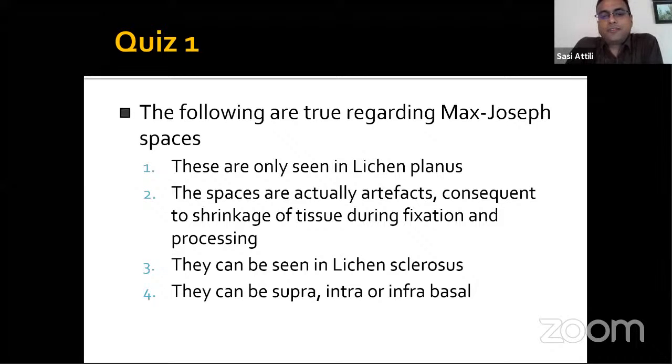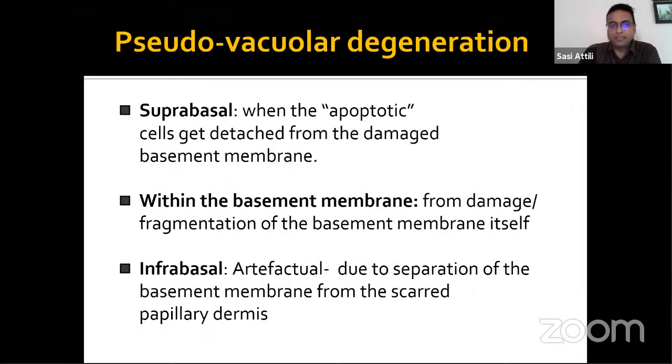So it's not only lichen planus, any interface dermatosis can have Max-Joseph spaces. And the spaces are actually artifacts. They can also be seen in lichen sclerosus, and I've explained in the vacuolar interface change, they can either be supra-, intra-, or infrabasal. So when they become supra-, intra-, or infrabasal, they can be pseudo-vacuoles rather than true vacuoles. So vacuolar degeneration of the epidermal basal cells may not always be the only feature. You may have suprabasal vacuoles when the apoptotic cells get detached from the basal membrane. So these vacuoles you're seeing are actually between the cell membrane and the basal membrane. Okay, so these are pseudo-vacuoles seen suprabasally.